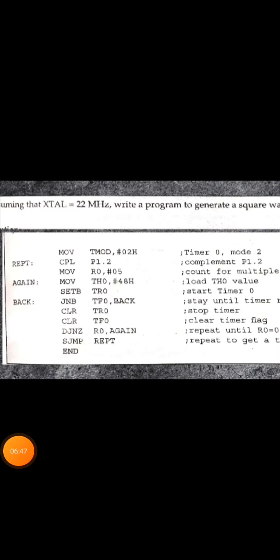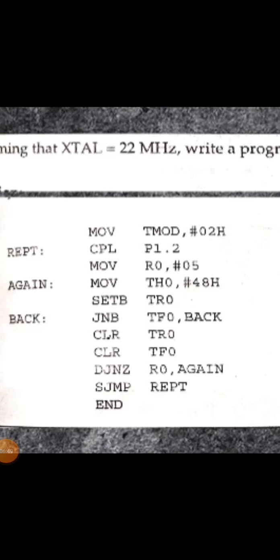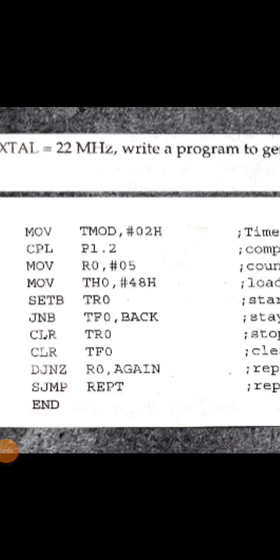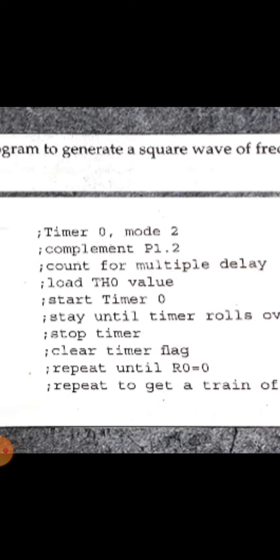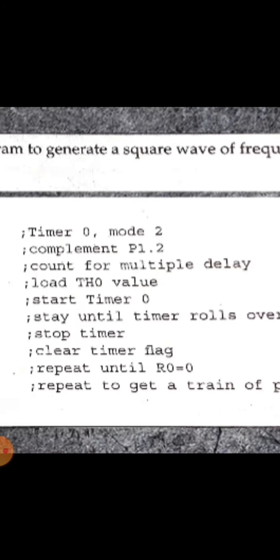Next one, it is saying that, assuming a crystal frequency of 22 megahertz, you have been asked to write a program to generate a square wave of the frequency 1 kilohertz. Now you are supposed to write a program to generate the frequency of 1 kilohertz, and the crystal frequency you have been given is 22 megahertz. For this, we'll first find out the values to be loaded, and you can use multiple registers so that you can have larger delay.